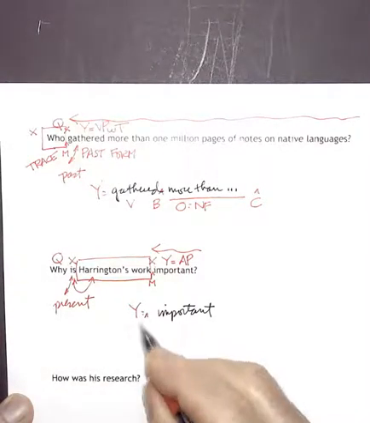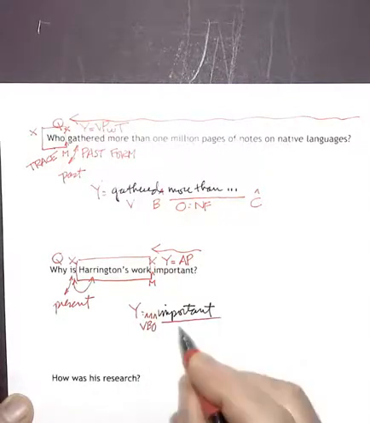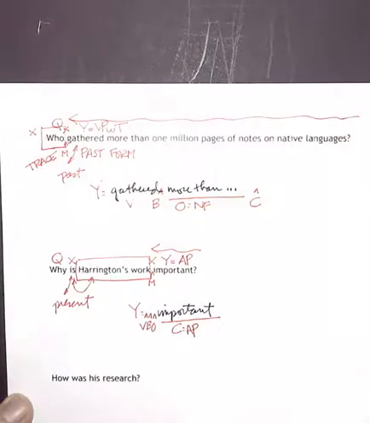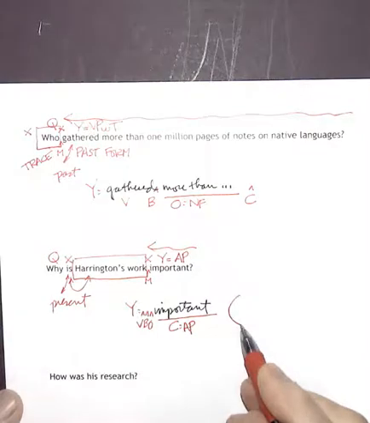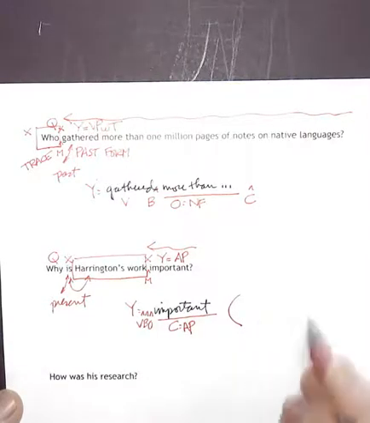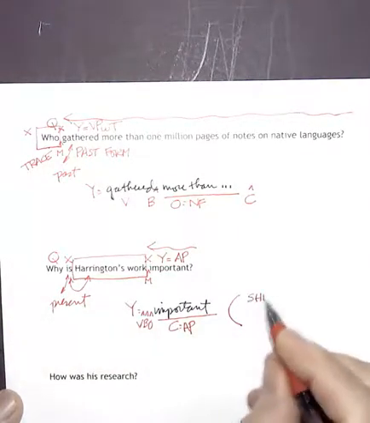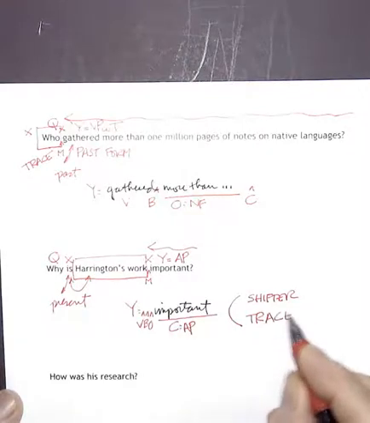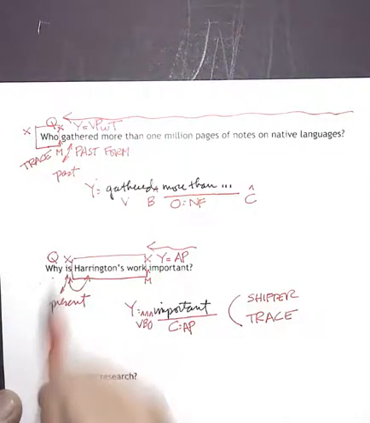And the verb, particle, object are all empty, and the complement is important. It's an adjective phrase. Now, where is the answer to this question? Why is Harrington's work important? Harrington's work is important because it tells us about his culture. So I see the answer lies here in the shifter place. This is where the trace is. And we can say that Y expresses the shifter place.